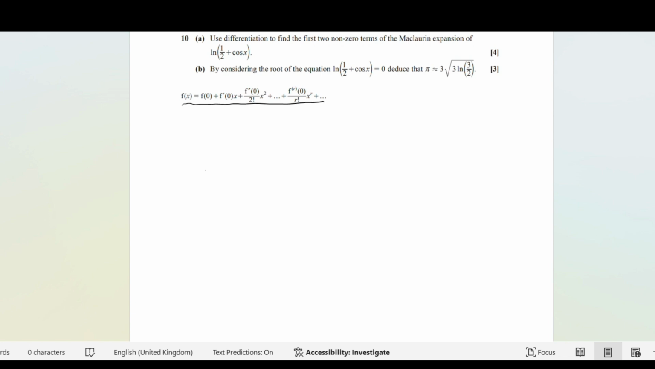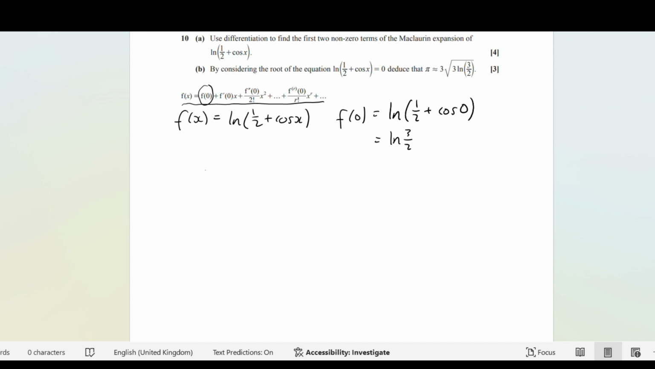So the first thing we need to do is write that f(x) is equal to ln(1/2 + cos x). Then we find f(0), because that's the first term we're trying to find out, and all it is is ln(1/2 + cos 0), and cos 0 is 1, so we know that this value is ln(3/2). So that's the first term done.